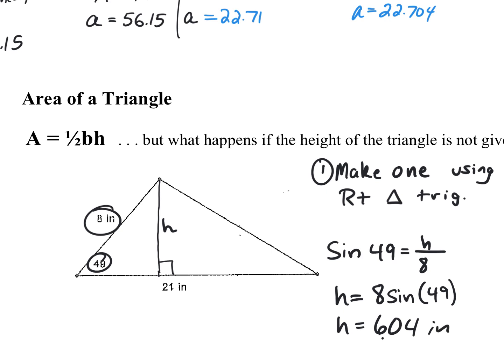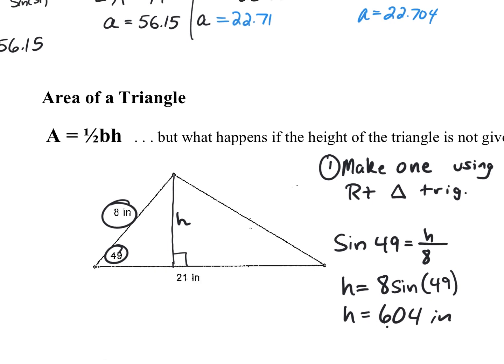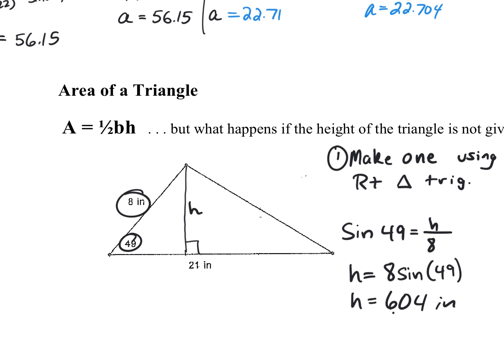Now that I have my height, I can plug in. It's important to pay attention to what other side lengths we have. I created kind of an obvious altitude here, but the important part was that I had the side that I was connecting with a right angle with that altitude. So in that case, this 21 becomes my B value, my base, and my H value is 6.04.